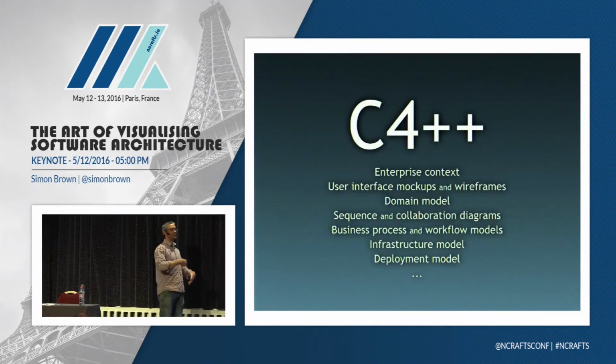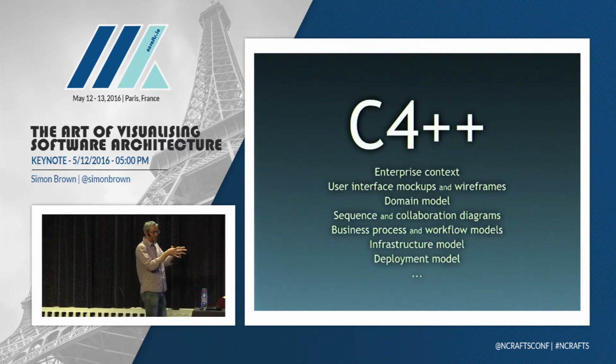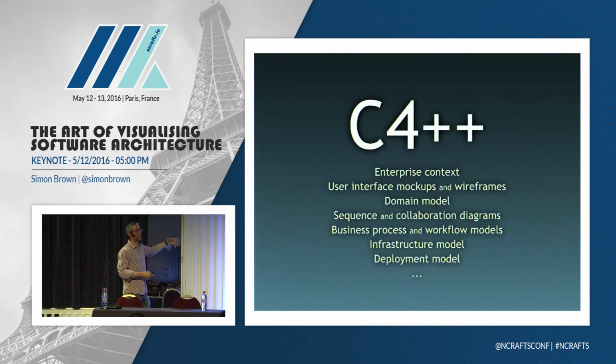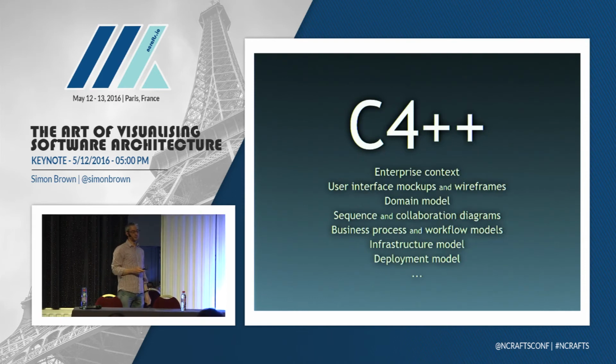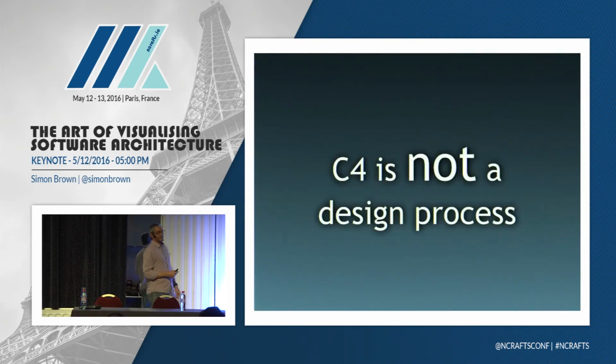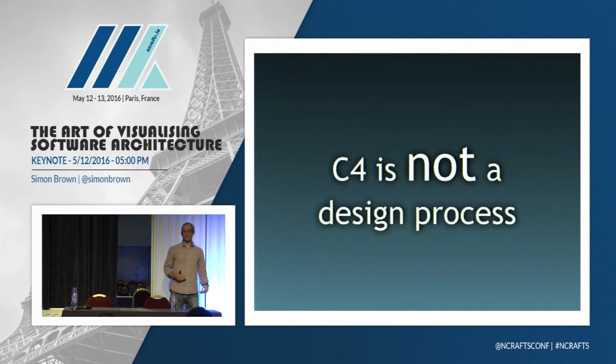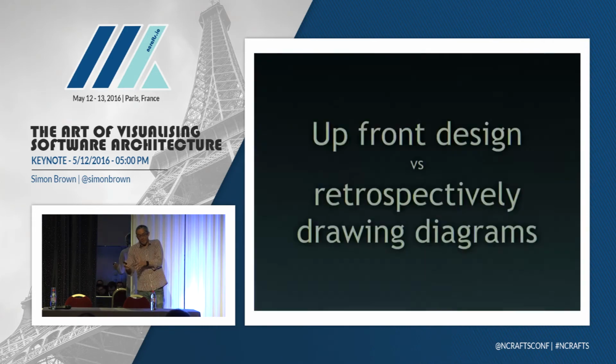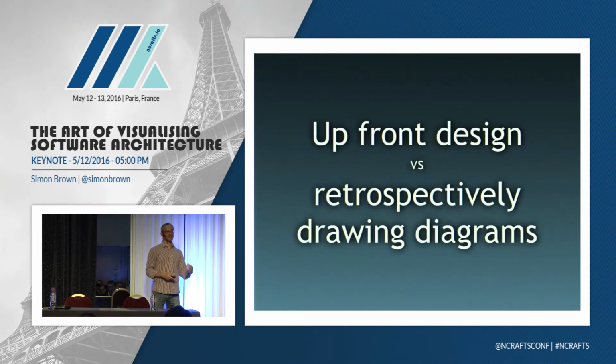I'm not saying you should only draw these types of diagrams. Again, this is just the static structure, and there are a whole bunch of other types of pictures you might want to draw to describe different things about your software system. This is also not a design process. I'm not saying you should do a context diagram, then a container diagram, and blah, blah, blah. This is just a collection of structured diagrams that you can use to describe a system, both during upfront design and also retrospectively with existing code bases.